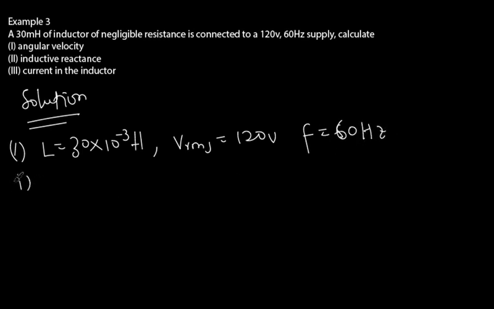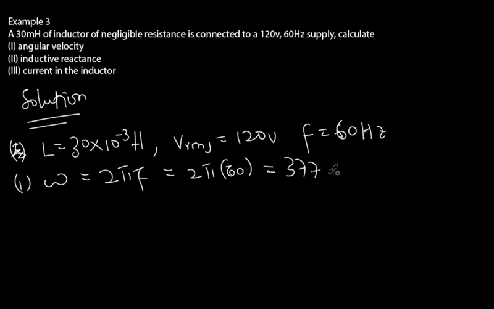So the question is telling us to find the angular velocity, and angular velocity is given to us by the formula 2 pi f. Okay, so this means we have 2 pi times the frequency, which is 60. So this will give us 377 radians per second. So this is the unit for angular velocity. So that's it for the first part of the question.